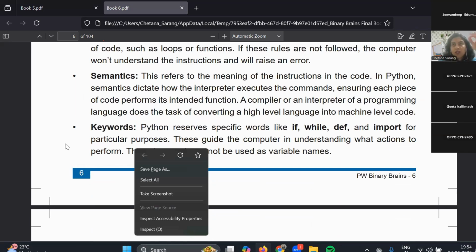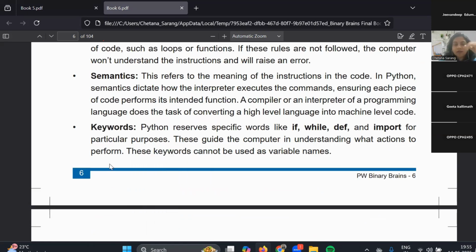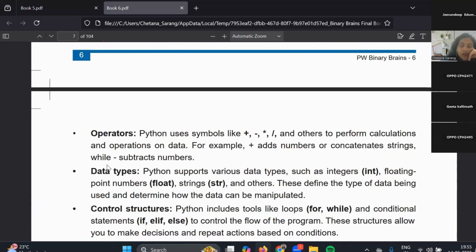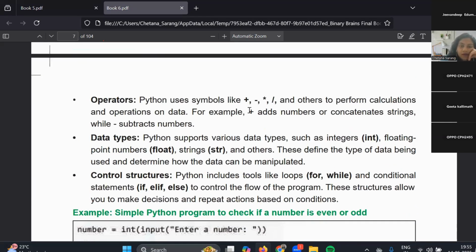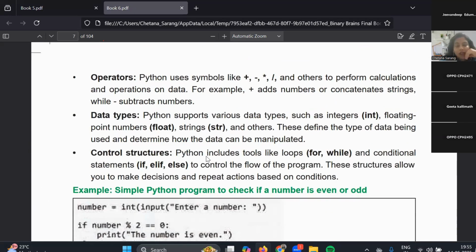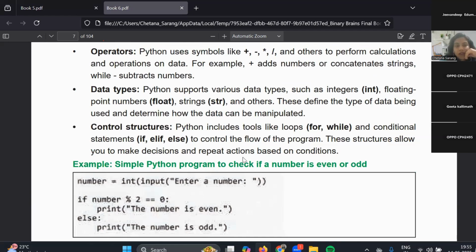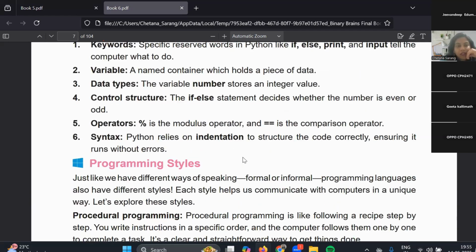All the first chapters of the lessons are not inclined towards lab. They are only theoretical, conceptual understanding. So operators are there, different operators and data types such as int, float, strings, characters. Then control structures like if, elif. We have covered all this already. I showed you.